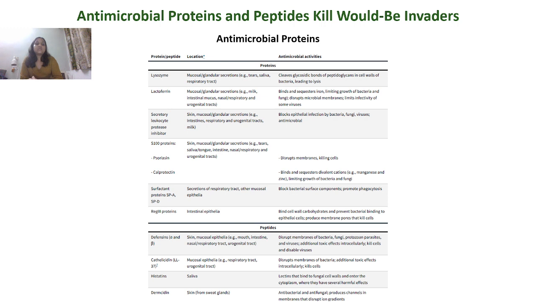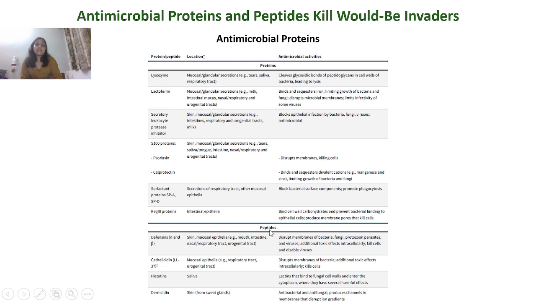Then there are secretory leukocyte protease inhibitors, which are present in skin, mucosal, granular secretion like intestine, respiratory, and urogenital tracts and milk. They block epithelial infection by bacteria, fungi, viruses, and they are mainly antimicrobial in nature.